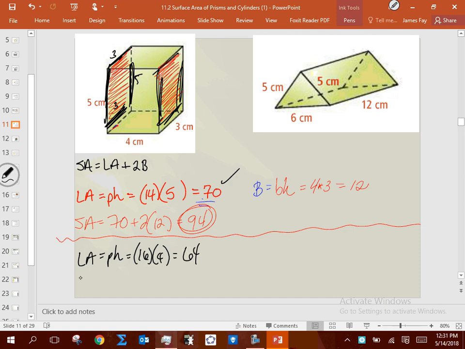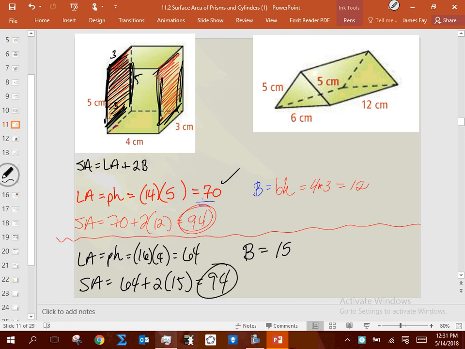But let's see how the surface area then compensates for that. When I talk about capital B here, capital B would be the area of that thing, correct? Well, what's that? It's 15, isn't it? Okay. So now when I go surface area, it is 64 plus 2 times 15. Is that still 94? Which is the same as the surface area there, right?